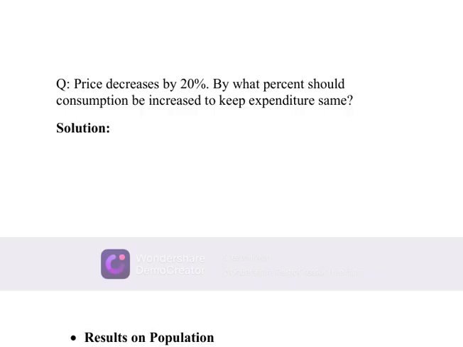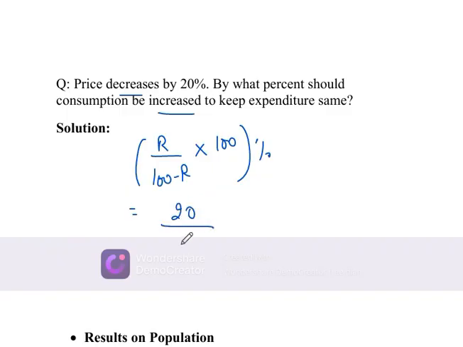Price decreases now by 20%. Now by how much do you have to increase the consumption? Now there is a decrease. Decrease means the formula is R upon 100 minus R, into 100%. So let's apply the formula here. Here R is 20, upon 100 minus 20, which is 80, into 100. Now if you solve it, you will get the value 25%. So that means by 25% you need to increase the consumption. I hope this concept is clear.